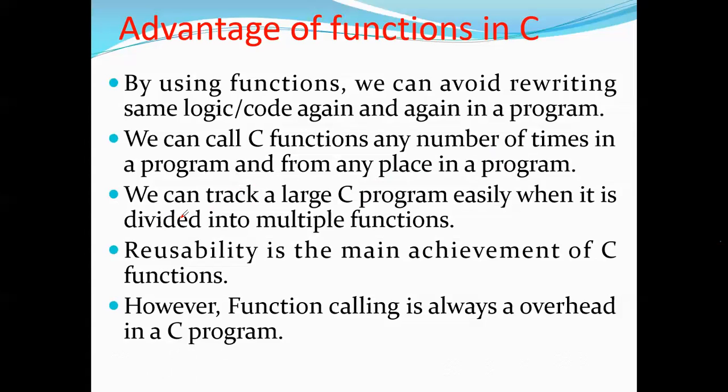We can track a larger C program easily when it is divided into multiple functions. Tracking means, for example, debugging and finding errors. In a smaller program, you can easily identify where the mistake is present, where the error is present. Tracking is quite easy when you divide the program into multiple subprograms, where each function has to be defined. The rectification, that is identification and debugging, is quite easy when you have a smaller unit.